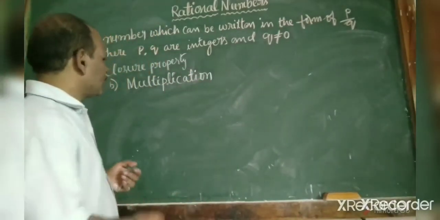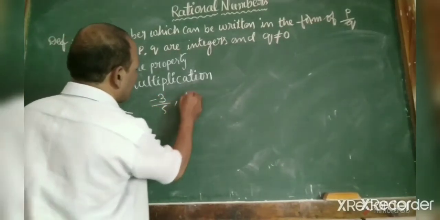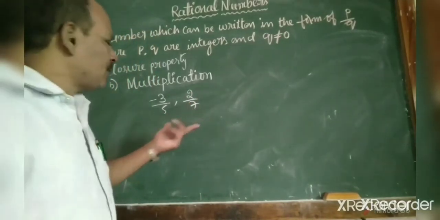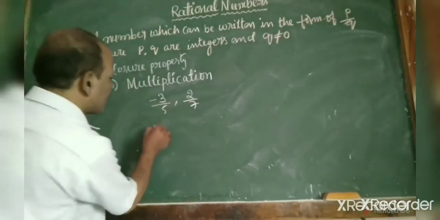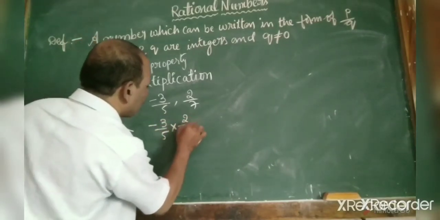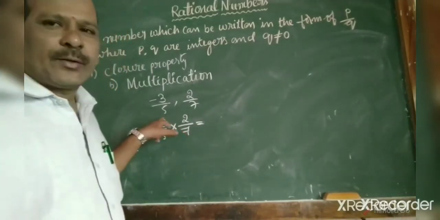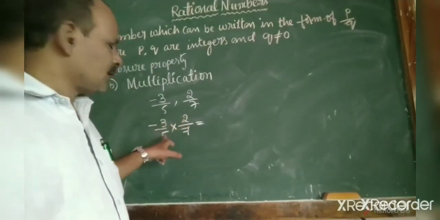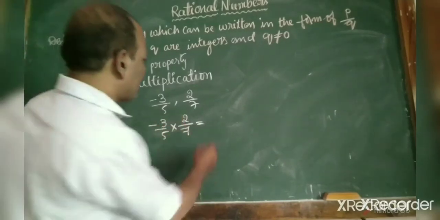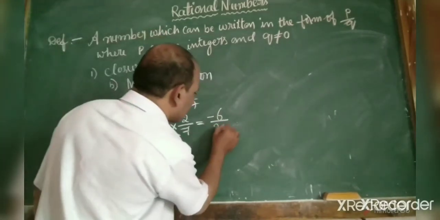Now take any two rational numbers, minus 3 by 5 and 2 by 7. These two are rational numbers. I am doing multiplication. Minus 3 by 5 into 2 by 7. When you are doing multiplication, you have to multiply numerator and numerator, denominator and denominator. Okay, minus 3 into 2, minus 6, 5 7s are 35.